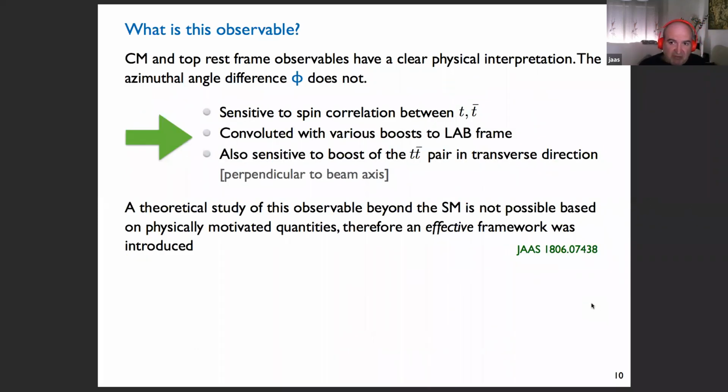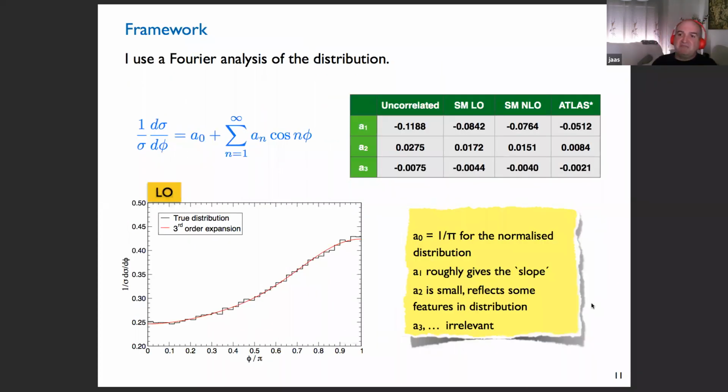This observable doesn't have a clear physics interpretation because it's sensitive to the spin correlation between the two tops. It's convoluted with a boost to the laboratory frame, and it's also sensitive to an additional unknown boost maybe of the t t-bar pair in the transverse direction. So instead of studying this observable based on physical quantities, I did an effective framework to study it. So what I did is simply to use a Fourier analysis of the distribution.